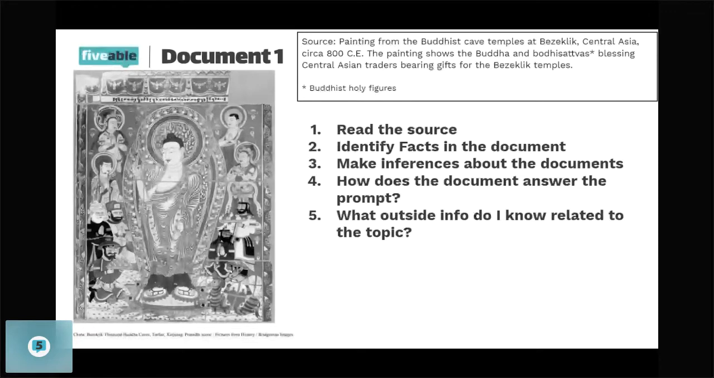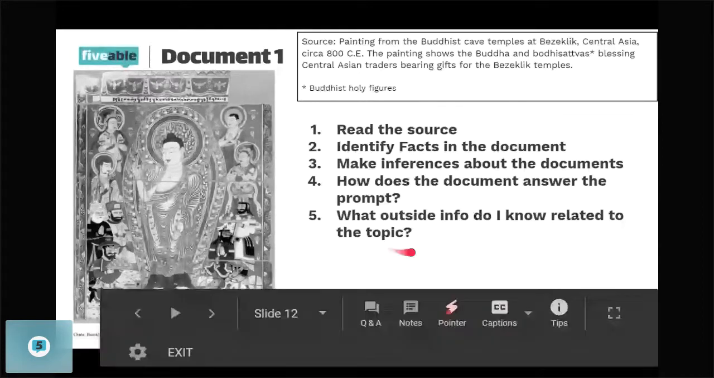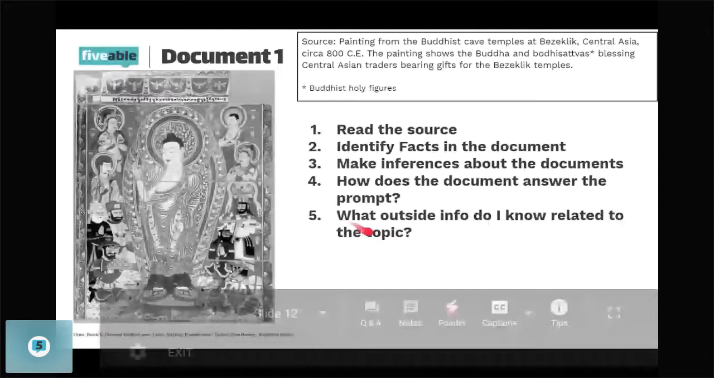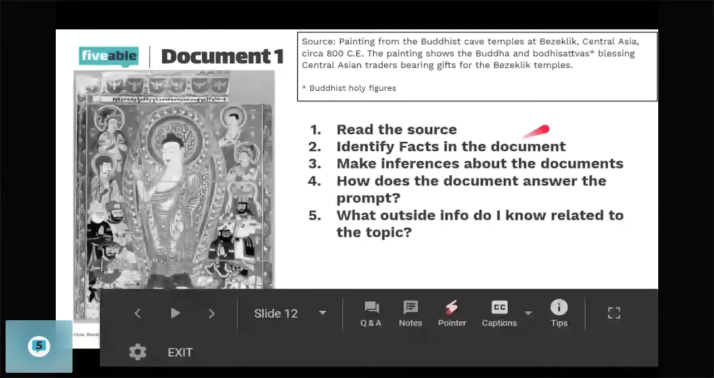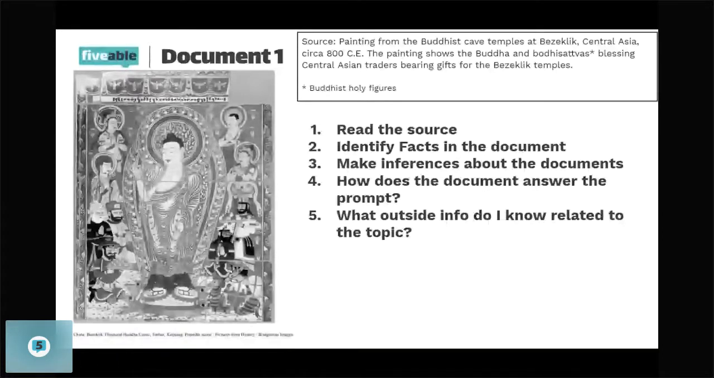So I've got this list of things to do. Now, don't get upset that I put 5 things here, because we're going to move through these 5 things really quickly. So the first thing you always want to do is read the source. And so we've got the source up here. Well, I'll do that on the next slide. And then you want to identify facts in the documents. And then we're going to make inferences about the documents. And then the most important thing is you always want to answer, how does the document answer the prompt?